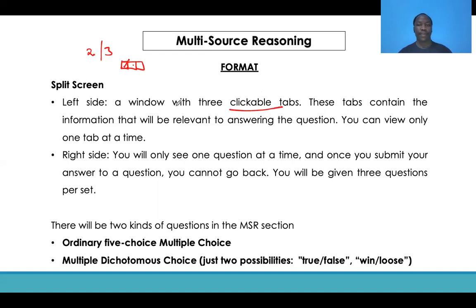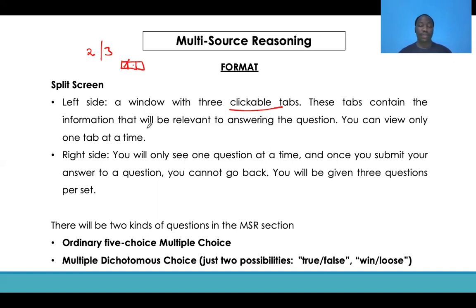On the right side, you'll have the question, and you can only view the questions one question at a time. So if you're done with the question, and you've clicked next to submit and move to the next question, then you will not be able to see the previous question. Most of the time you will have 3 questions per set, so 3 questions will accompany the information that relates to that multi-source reasoning question type.